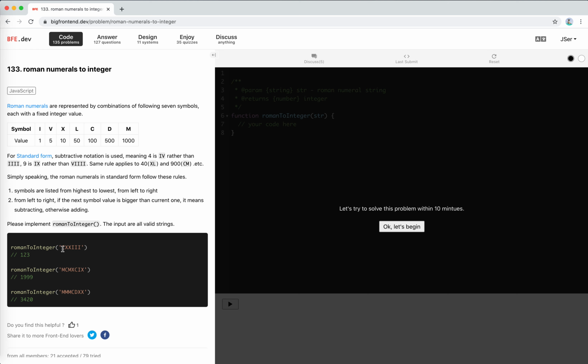Okay, so for the case here, C is 100, X is 10, so 120, and triple I is 1, 2, 3. Okay, next one, MC, M is 1000, and C is 100. And next one is M. M is bigger than C, so this C is negative.